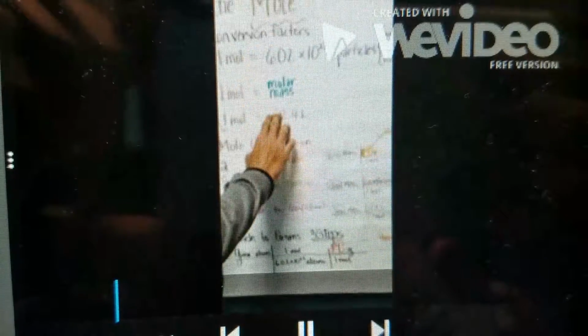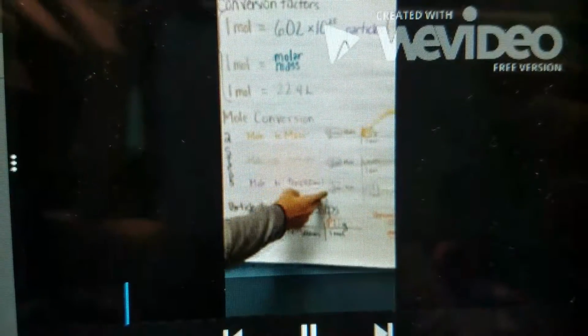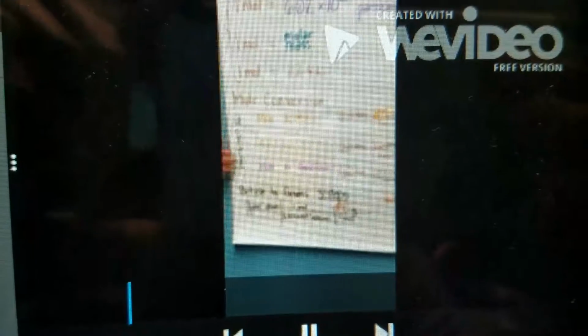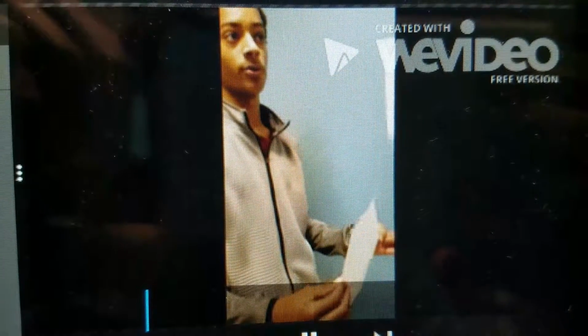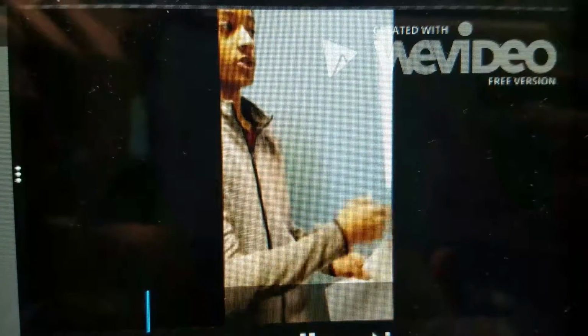Now that you know what a mole equals, you can use the mole conversion. You can convert moles to mass and moles to gas. So moles to particles. The final conversion thing you can do is particle to gram, which is a 3-step problem. Now that you know all these conversion factors, you can use them in the next formulas, empirical formula, and the percent composition.